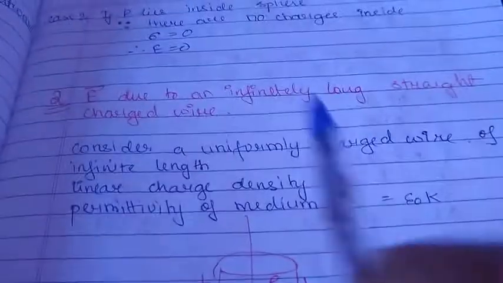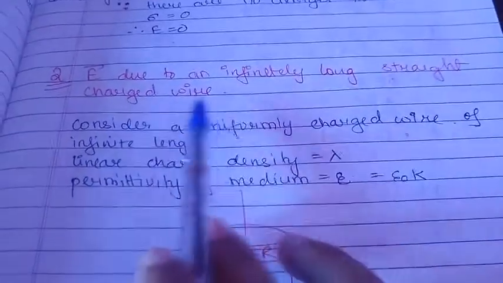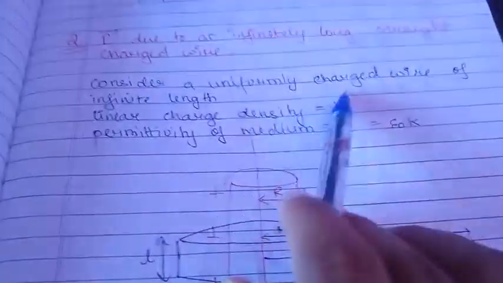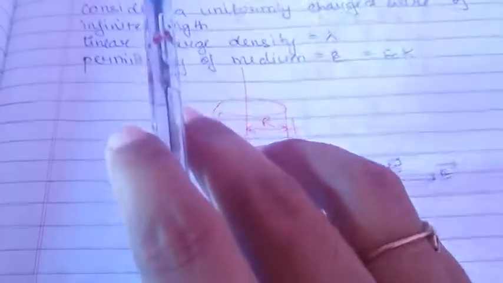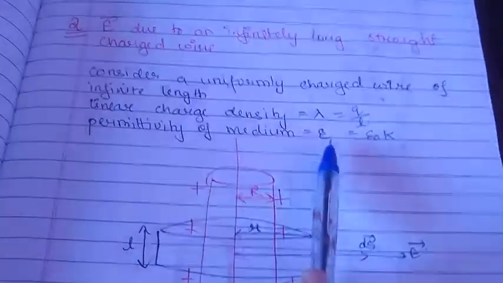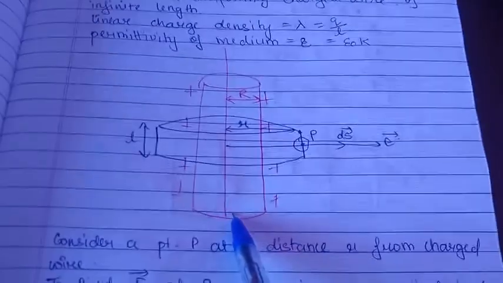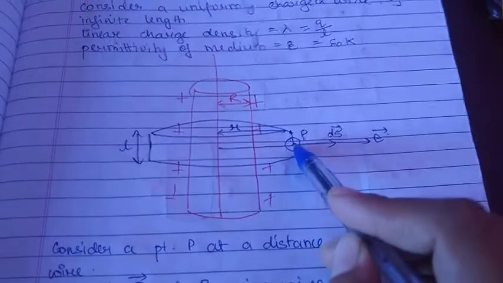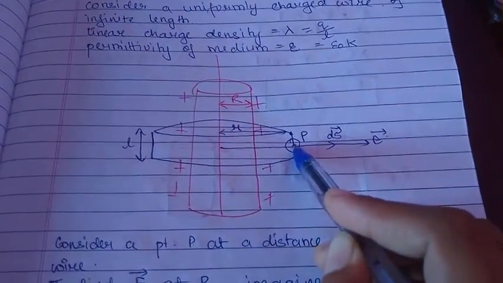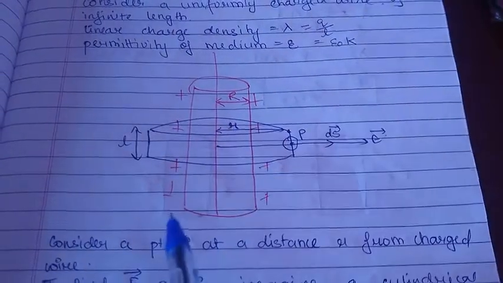So now the second application is electric field intensity due to an infinitely long straight charged wire. In this case, you have to consider a uniformly charged wire of infinite length, and suppose the linear charge density is lambda. Now what is linear charge density? It is actually charge per unit length, and permittivity as usual epsilon. Now suppose this is your infinitely long charged wire. If you consider a magnified image of that, consider a point P outside that uniformly charged wire. Suppose the distance of the point P from the center is small r.